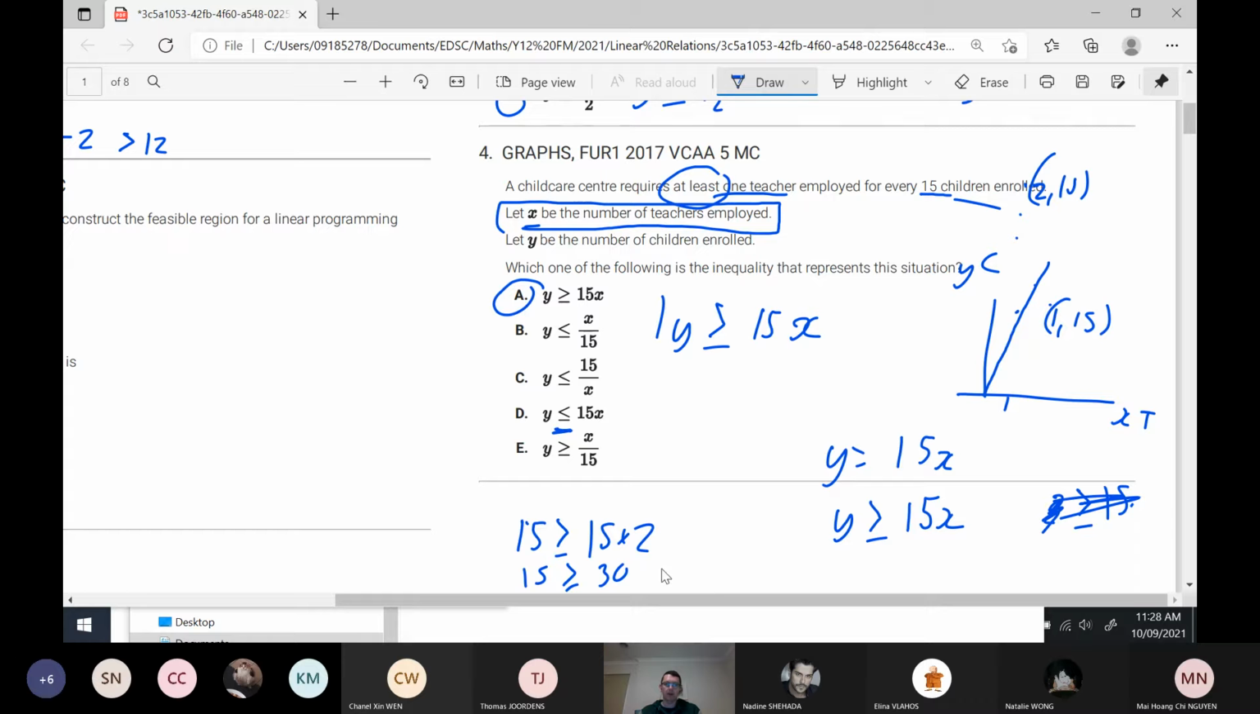Why have I got my inequality around the wrong way? Which means it is D. And that's why it's always good to put in a test point to check, rather than jump to conclusions, which is the second step that we should always do. So, what do I say? A childcare centre requires at least one teacher.